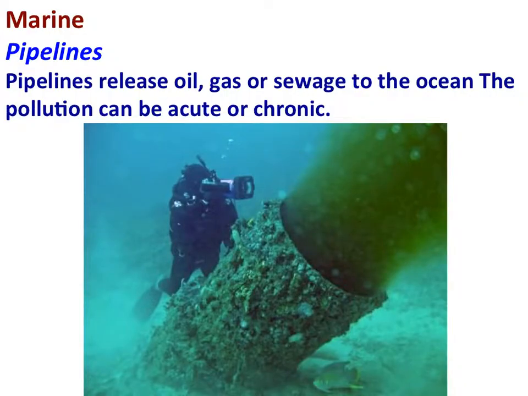A source of marine pollution can be pipelines. Some pipelines empty pollution openly into the ocean, acute, while other pipelines have small breaks that leak pollution into the ocean, chronic. The types of pollution released by pipelines would include oil, gas, or sewage.